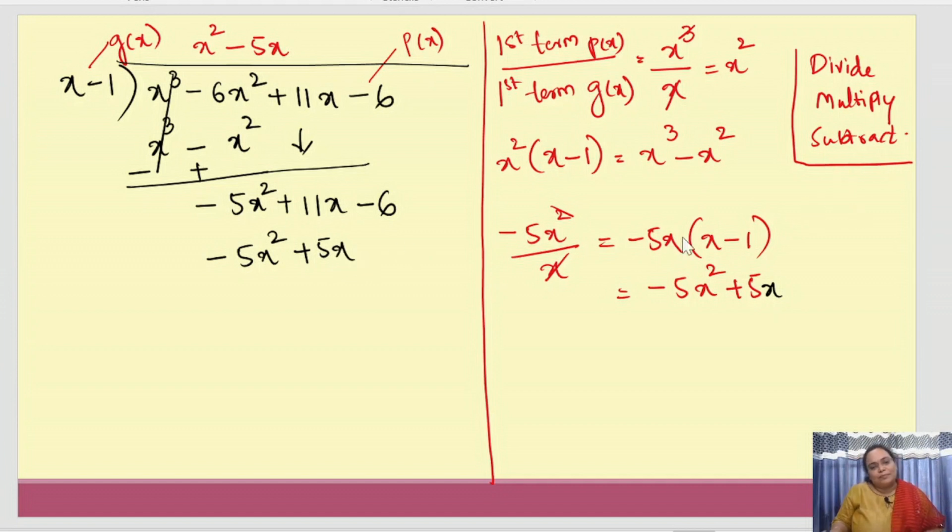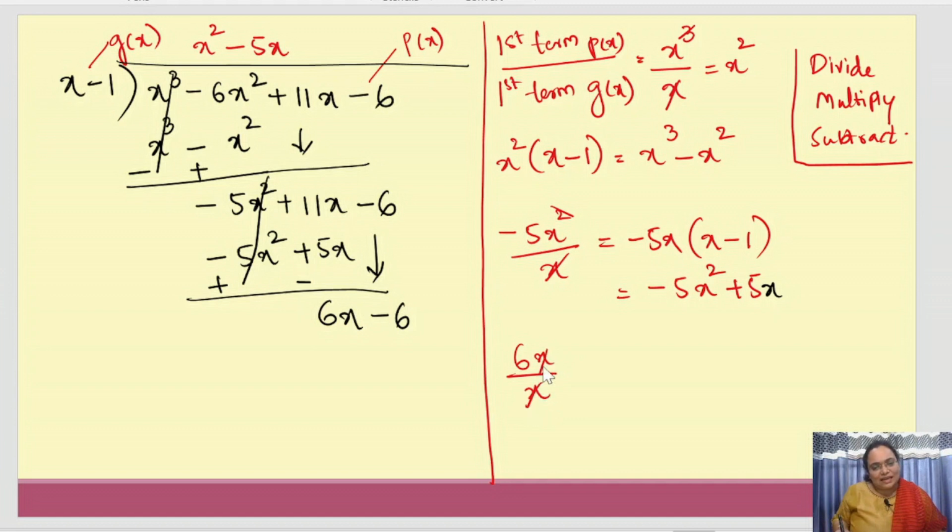The next is subtract. So you will subtract it. These two will get cancelled. You will have 6x. So you will take minus 6 down. This will be minus 6. Again, you will follow the same process. The first term, which is 6x, divided by the first term of g of x, which is x. x will get cancelled, which gives 6. So plus 6 will be the next term of the quotient.